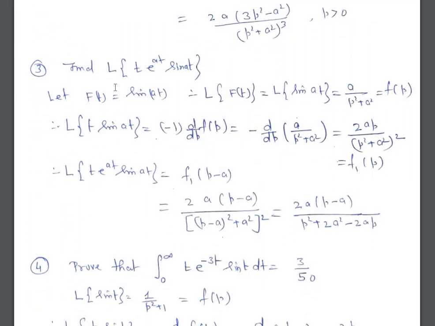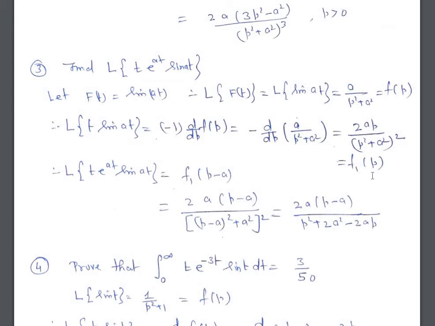Third example, find L of t e to the power at sin at. Now f(t) is sin at, then L of f(t) is L of sin at, which is a upon p square plus a square. Take this to be F(p). Now we find out the Laplace transform of t into sin at. Therefore L of t into sin at is given by minus d/dp of F(p), which is minus d/dp of a upon p square plus a square. So differentiate it, we get it as 2ap upon (p square plus a square) whole square.